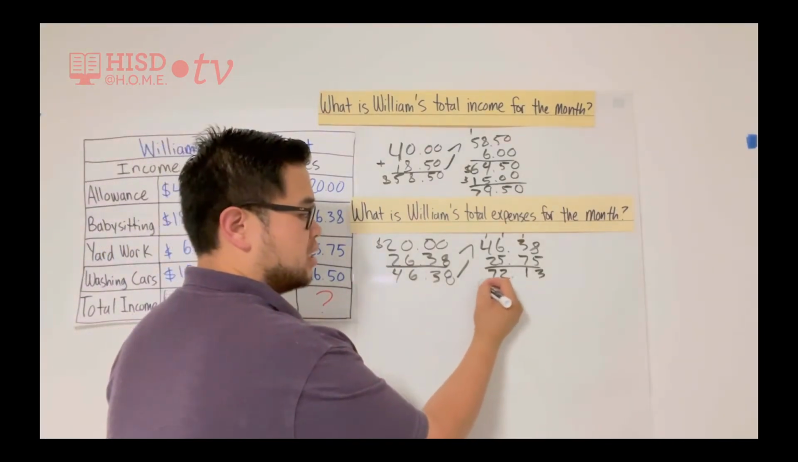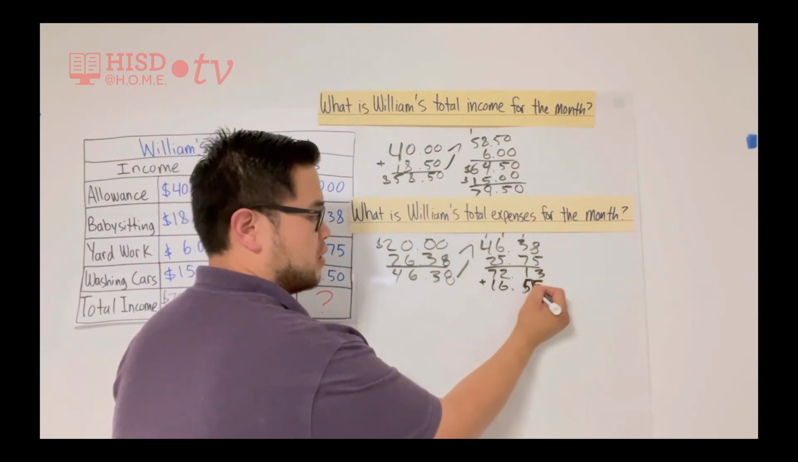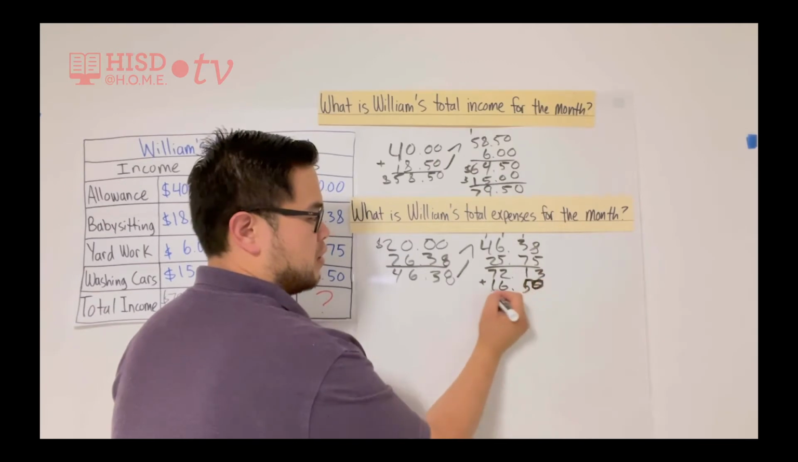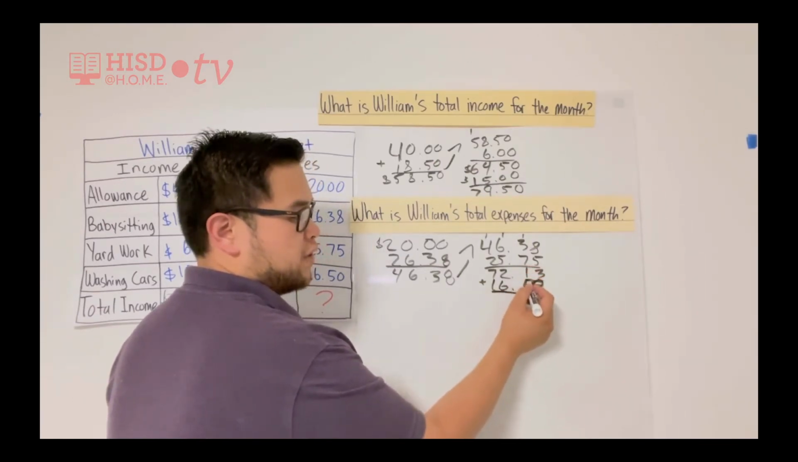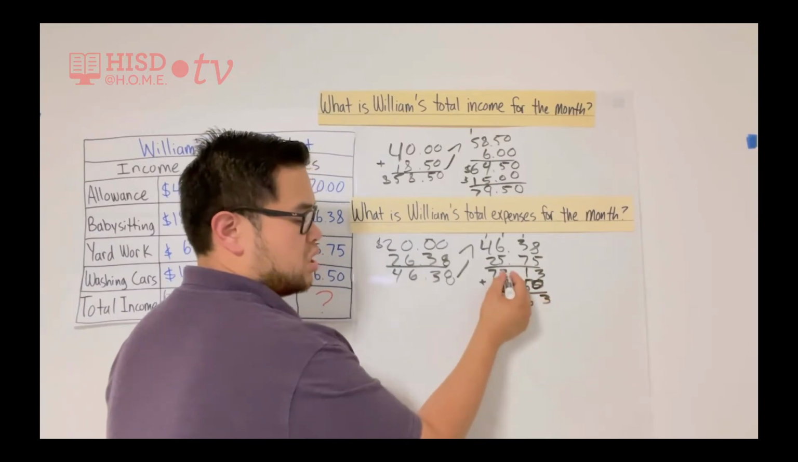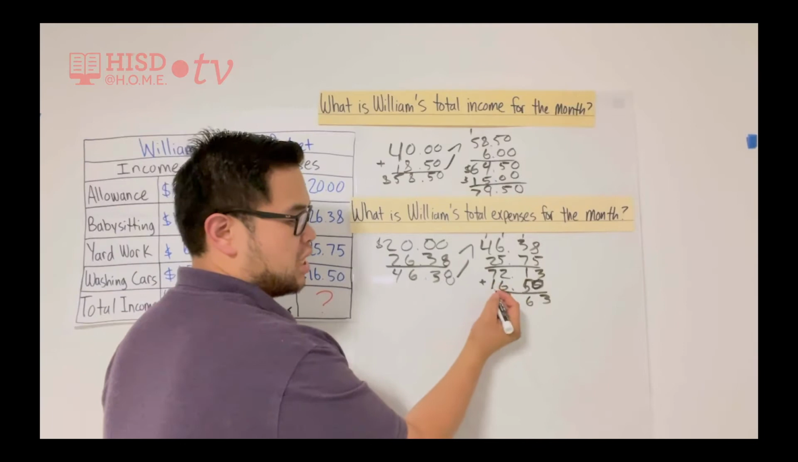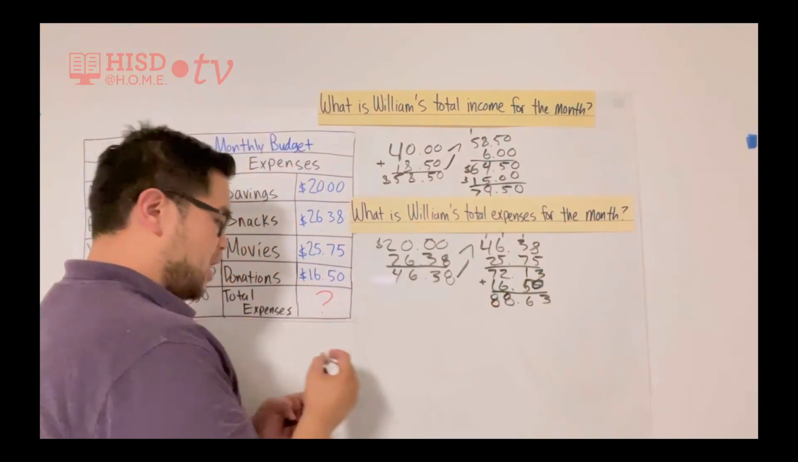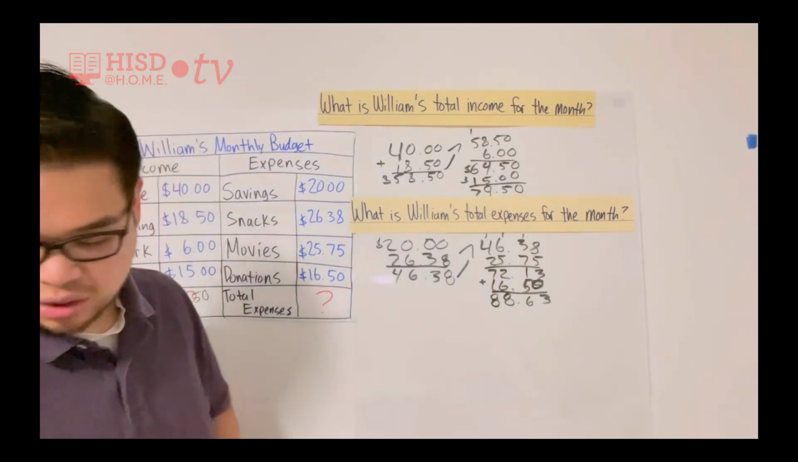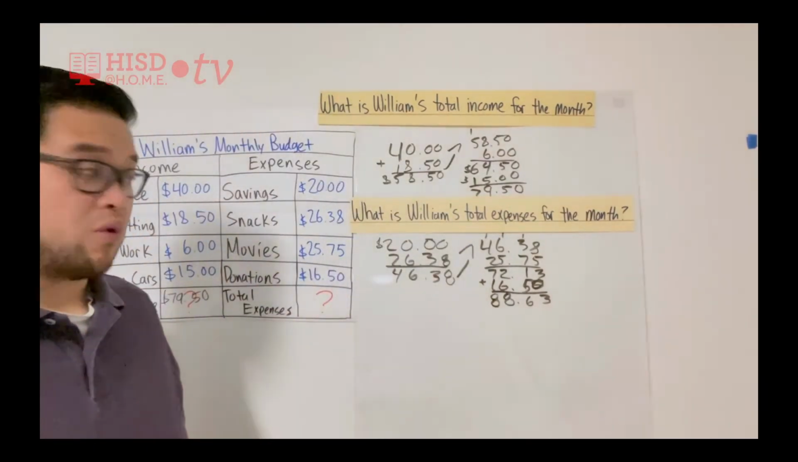I'm going to add 16.50. 3 plus 0 is 3. 10 plus 50 is 60 cents. $2 plus $6 is $8. 70 plus 10 is 80. So he had $88.63 in expenses. Wow.